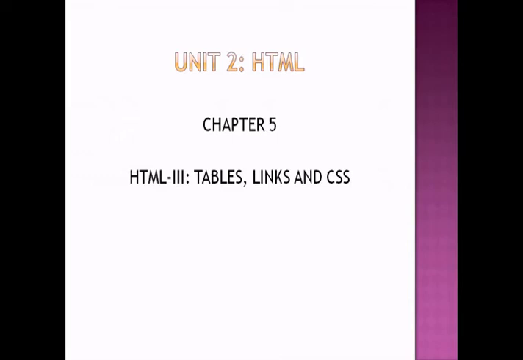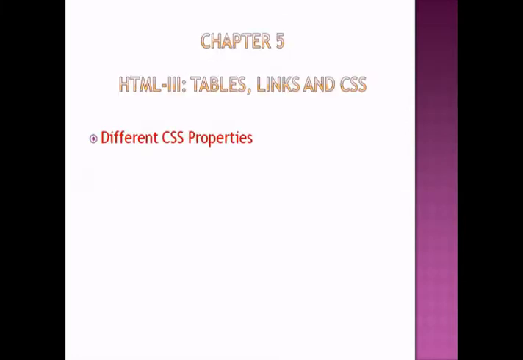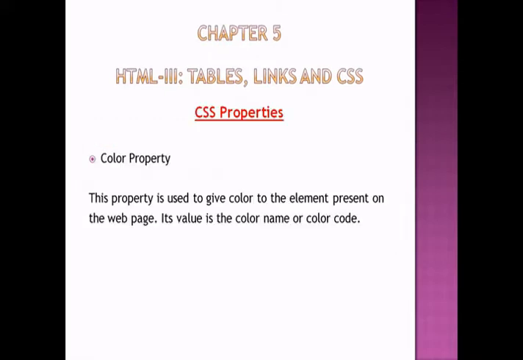So we are already revising chapter number 5, that is HTML 3: tables, links and CSS. In our offline classes we have already revised tables and links. We will be revising CSS in our coming classes. So in today's class we will see, as I have already discussed the different CSS properties in my previous tutorial videos, the first property that we are going to learn is the color property.